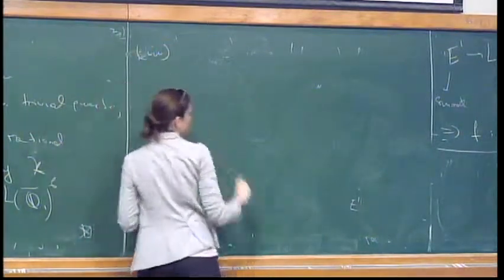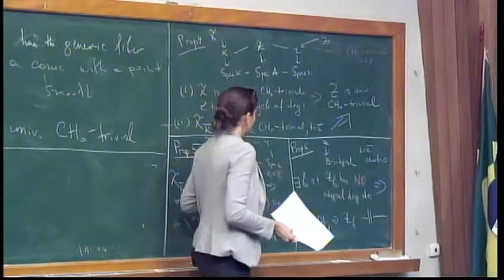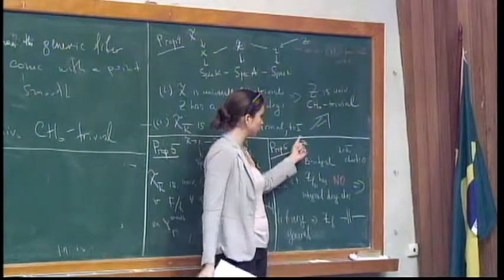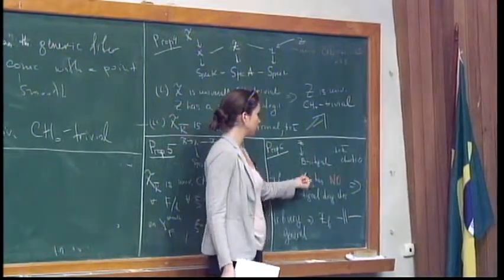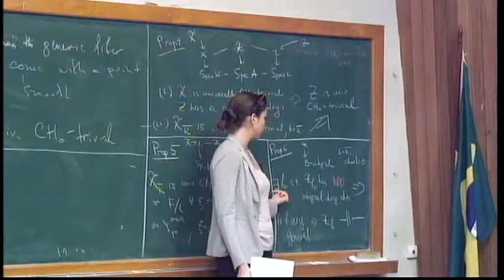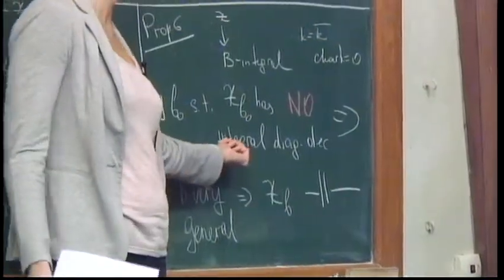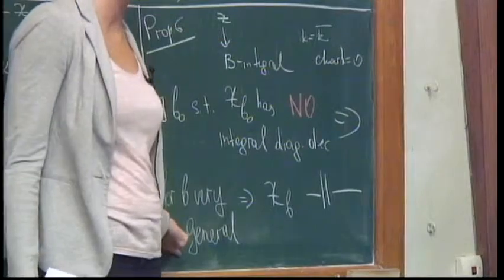So let me first prove the third one. The third one was about this very general point. Here we will apply this last proposition, which tells you that if you have a fibration over an integral base, and if you find one point with the fiber having no integral Chow decomposition, then it holds also for a very general one.